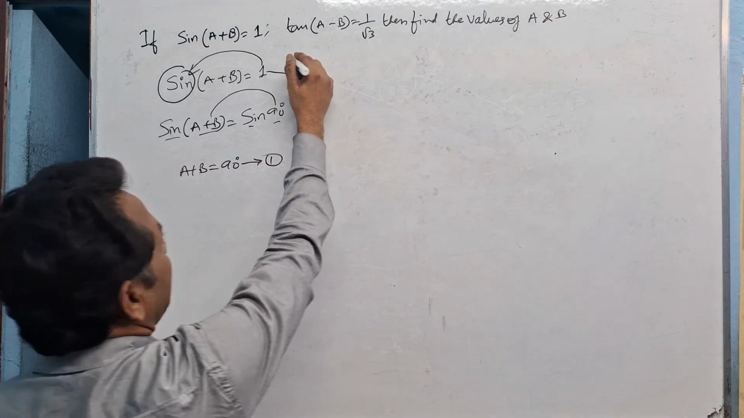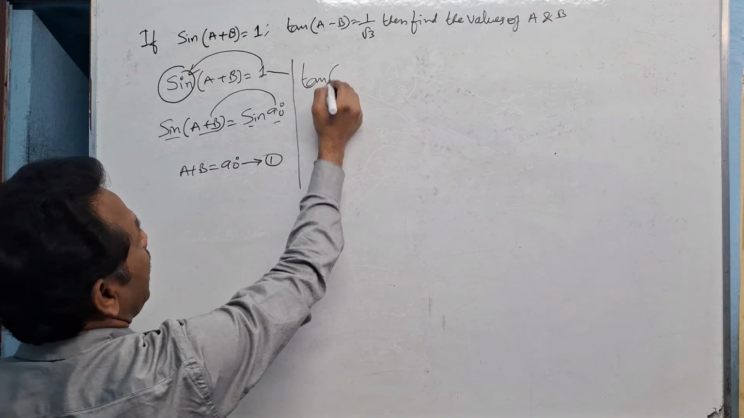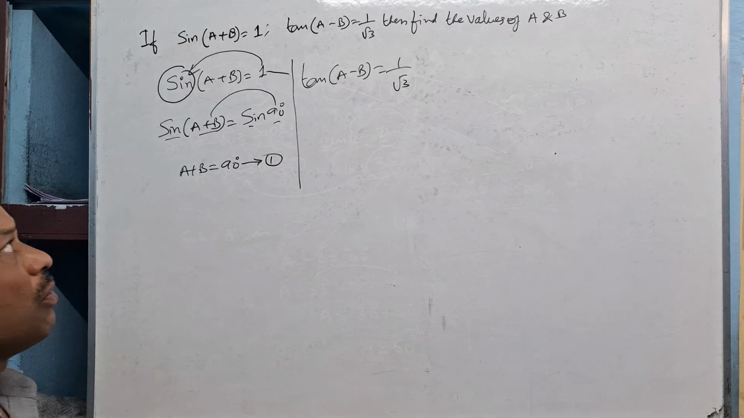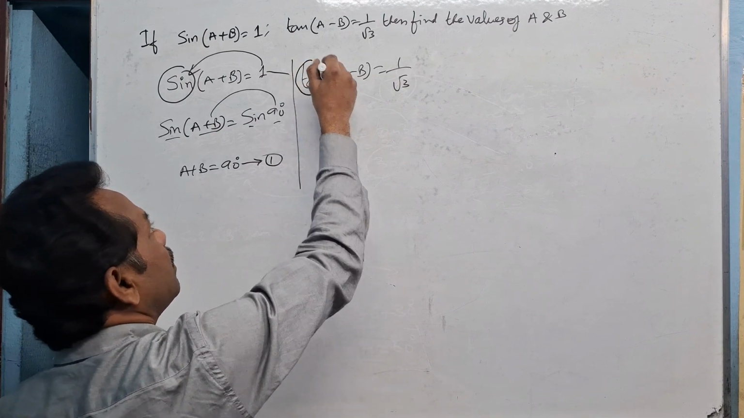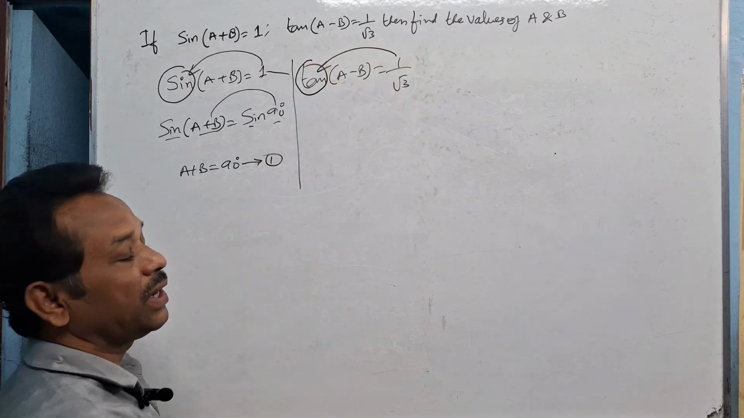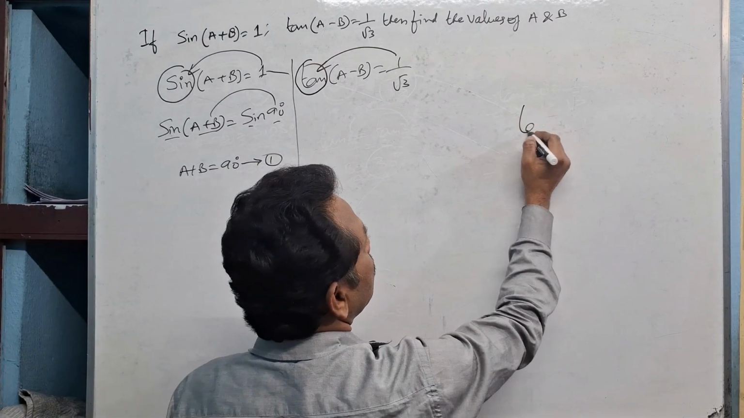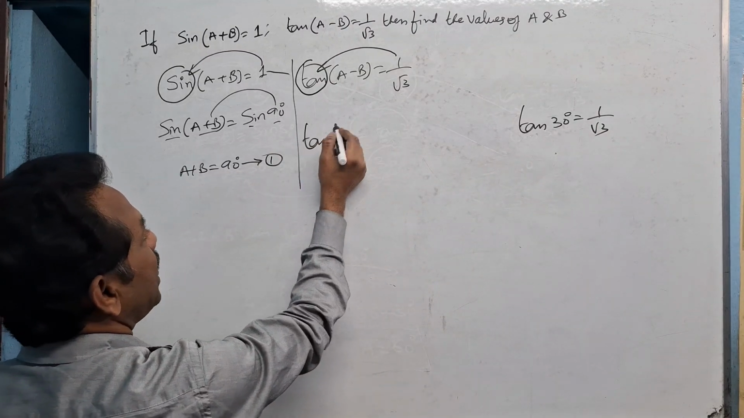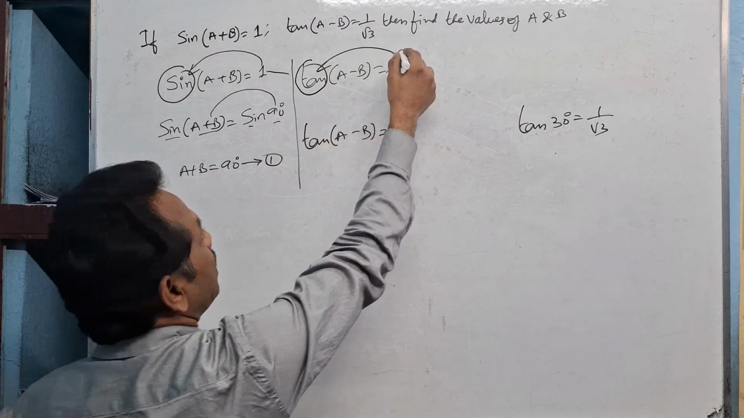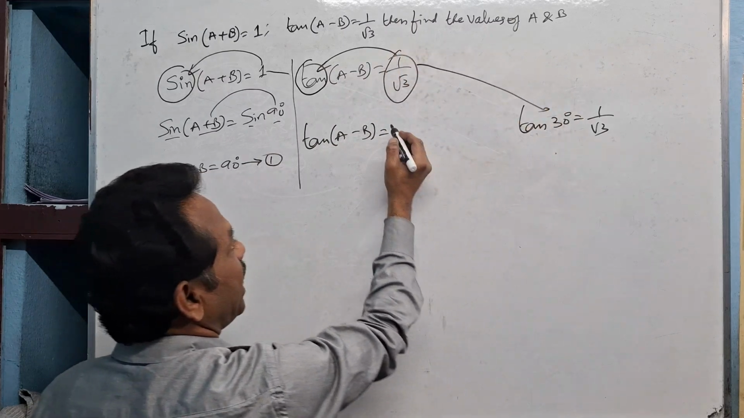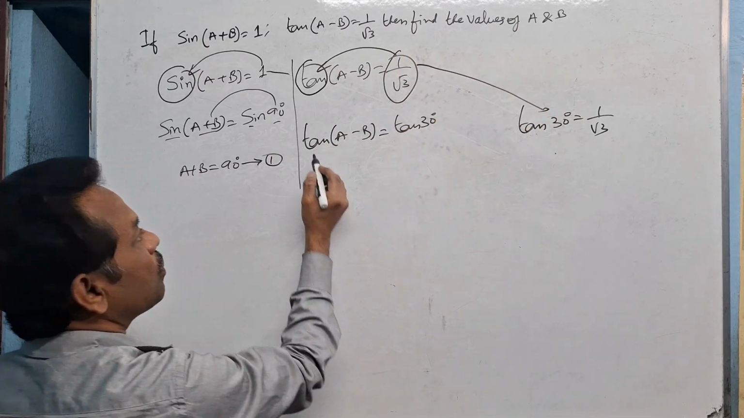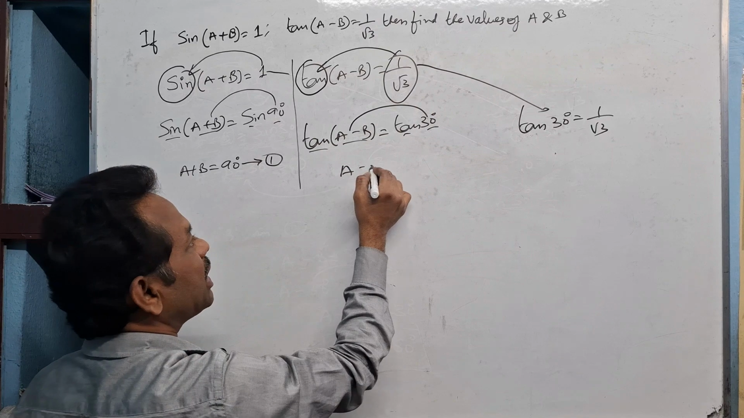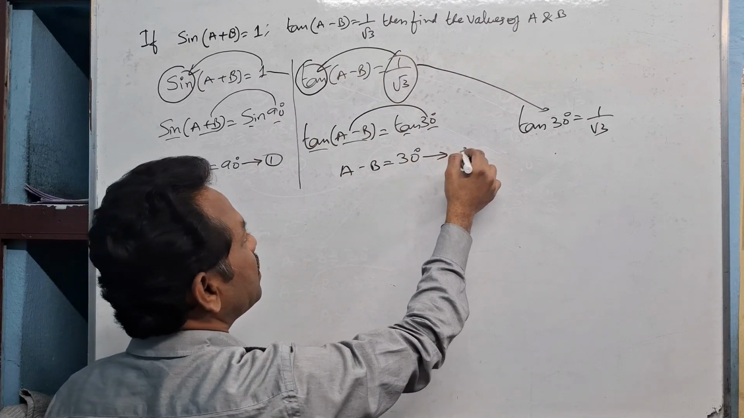Now let's go for the second condition. According to the second condition, tan of A minus B equals 1 by root 3. So here my trigonometric ratio is tan. Express 1 by root 3 in terms of tan. We know tan 30 degrees equals 1 by root 3. So tan of A minus B equals tan 30. Therefore, I can say A minus B equals 30 degrees. Let me take this as equation 2.